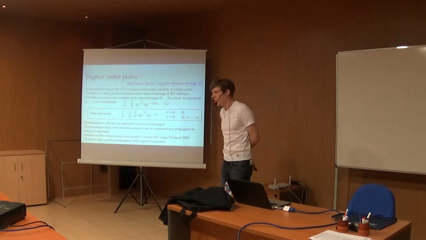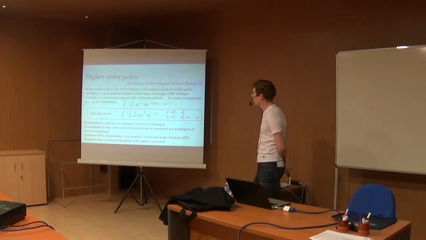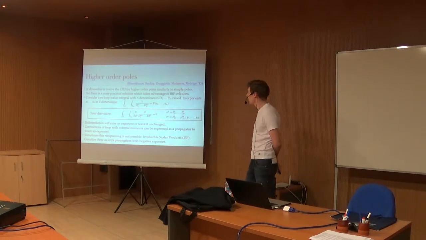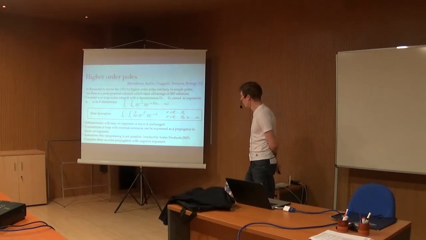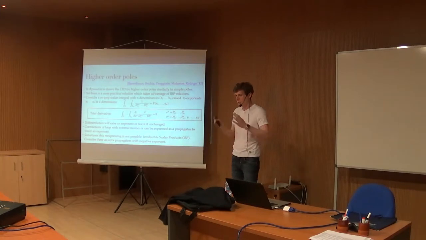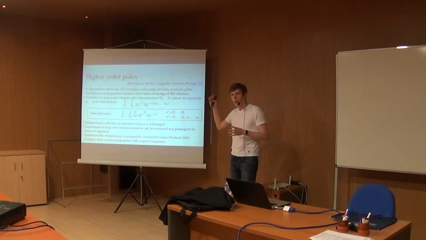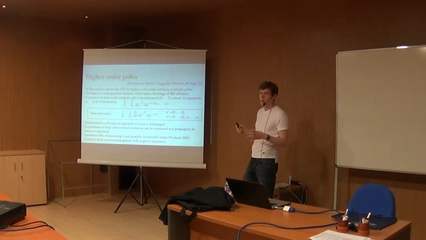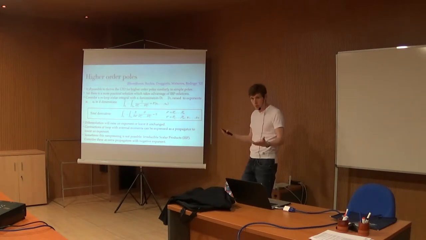And then you might say, okay, so we have higher order loops. What about higher order poles? Because at one loop, you can always choose a gauge that allows you to have only simple poles in your diagram. But at two loops, you cannot avoid double poles anymore. So what do you do? The first approach that you might go for is to go back to the contour integration, and this time employ the formula for the residues not for simple poles, but for double poles.